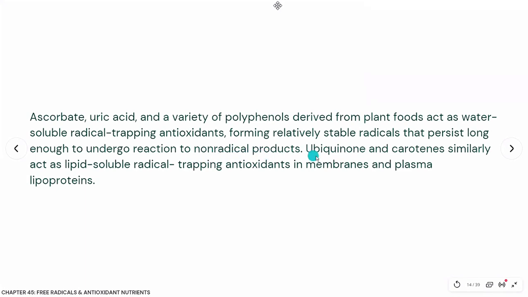Okay. Ubiquinone and carotenes similarly act as lipid-soluble radical trapping antioxidants in membranes and plasma lipoproteins. So lipid-soluble. So you have ubiquinone and carotenoids, which of course becomes vitamin A. Vitamin A.